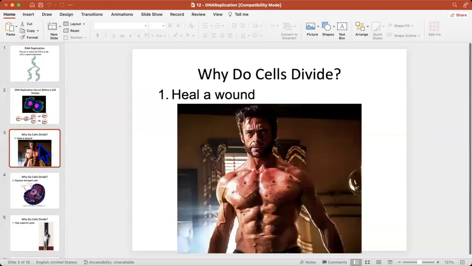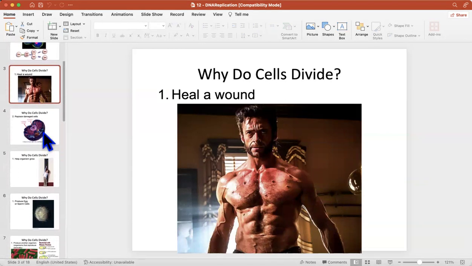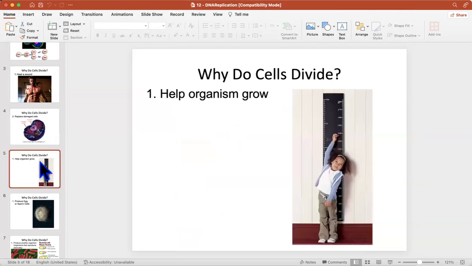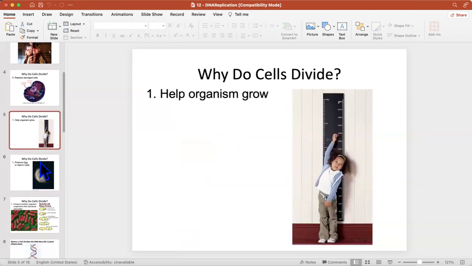That's the DNA duplication. The cell has to divide because you need to heal, and the cell needs to divide to replace damaged cells. Also, when you grow, you need more cells. So for all these reasons, you need cell division.